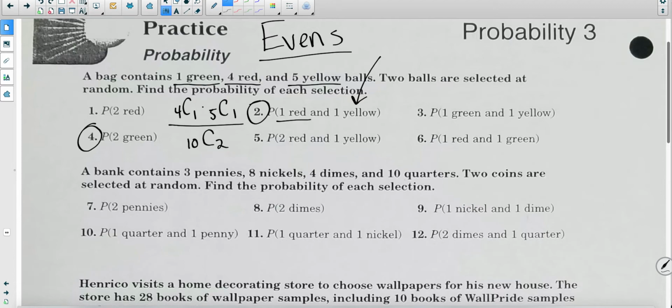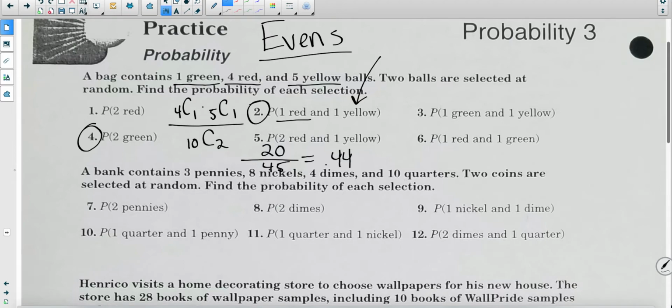So then you'll go ahead and put that in your calculator and see what you get for an answer. So 4 choose 1 is just 4, and 5 choose 1 is just 5. So 4 times 5 is 20. You'll have 20 on the top. And then we got 10 choose 2 on the bottom, so that's 45. So 20 out of 45 gives you 0.44.